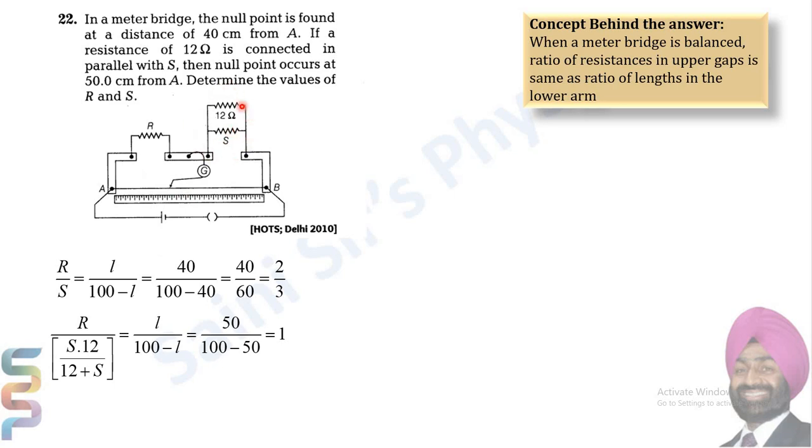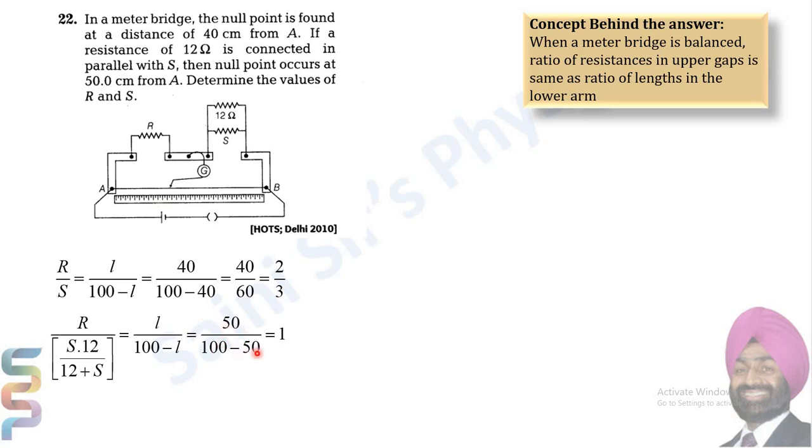Okay. When a 12 ohm resistance is connected in parallel, these two would result in a resistance equal to R1 into R2 divided by R1 plus R2. So now in the left gap or right gap, the combination of these two resistances equals the new balance point length divided by this part. Ratio left is to right is equal to ratio left is to right. So now L is equal to 50 centimeter, given.